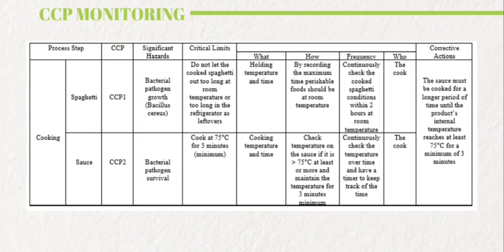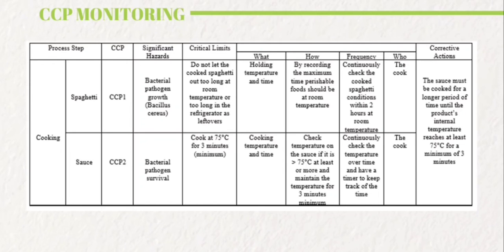The critical limit is cook at 70 degrees Celsius for 3 minutes minimum. The monitoring procedure is cooking time and cooking temperature. Check the temperature of the sauce, it must be at least 75 degrees Celsius or more, and maintain the temperature for 3 minutes minimum. Continuously check the temperature over time and have a timer to keep track of the time. This must be performed by the cook.